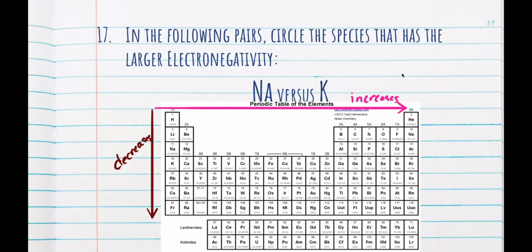So now here we have sodium and potassium. Potassium is lower. That means that the one with the larger electronegativity is sodium.